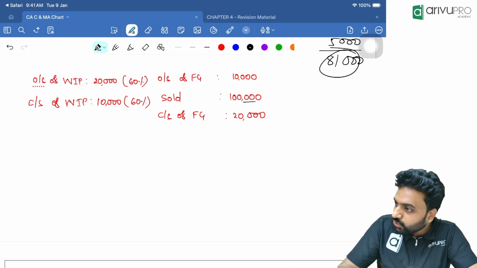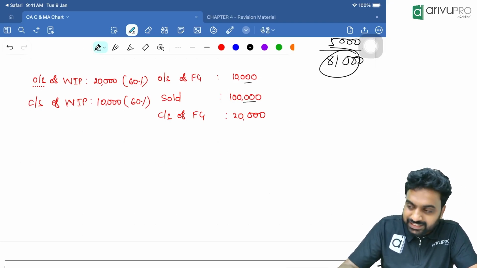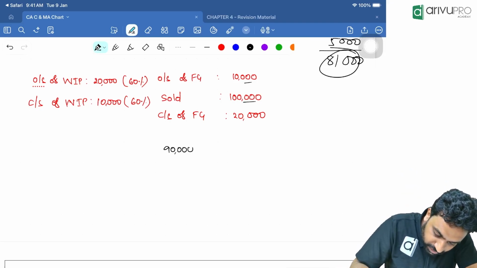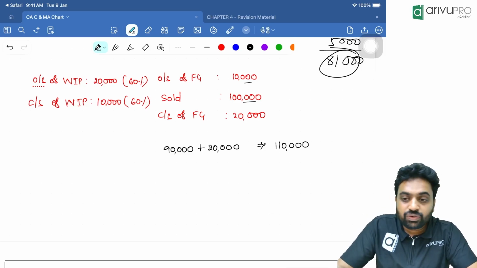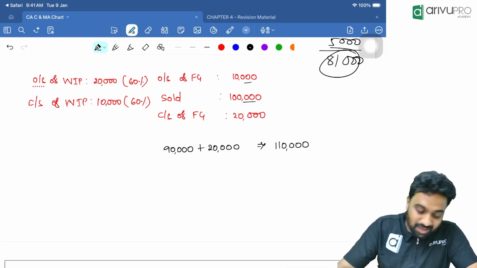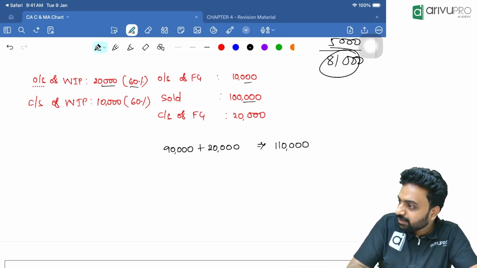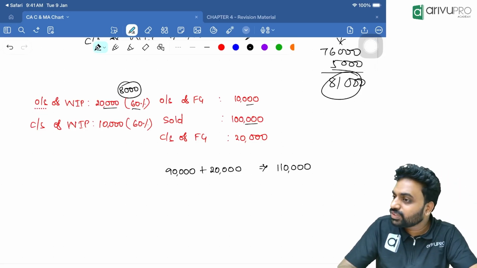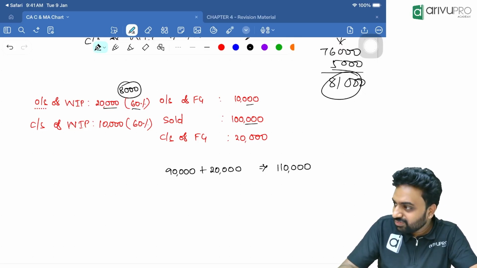Out of this 1 lakh sold, of course 10,000 will be out of finished goods, last year's closing stock, this year's opening stock. That means 90,000 plus, total 1,10,000. But the best part is we didn't give resource required for 1,10,000, because there was something in opening WIP already, which was 60% complete. That means relating to this 20,000 units, we have given overhead equivalent to just 8,000. So in this 1,10,000, 20,000 is the unit which was there in WIP.